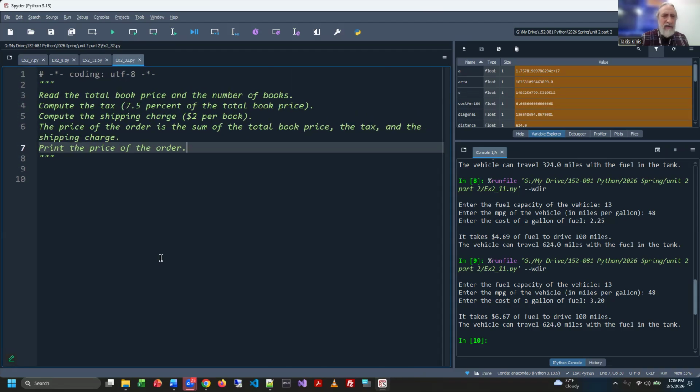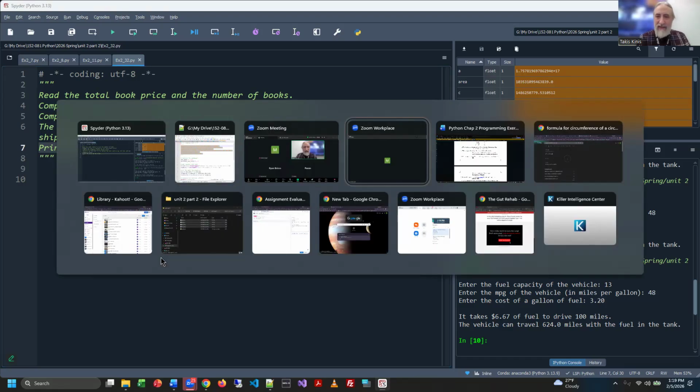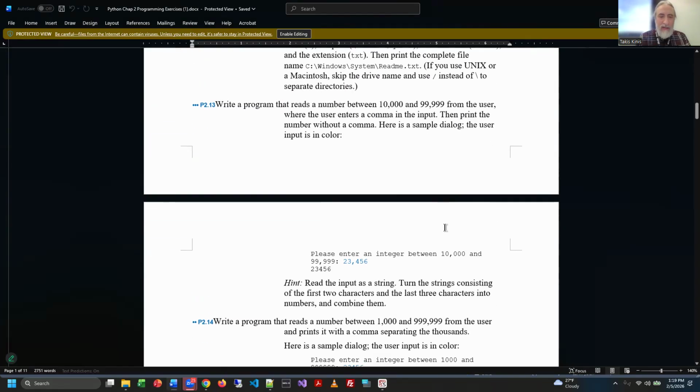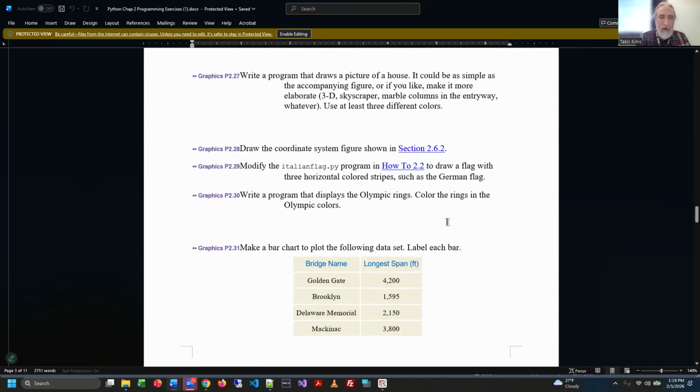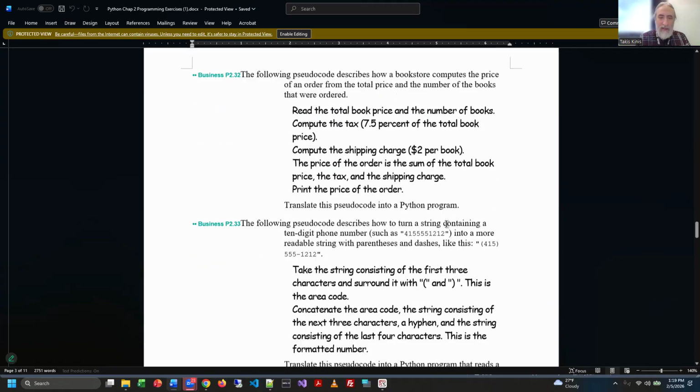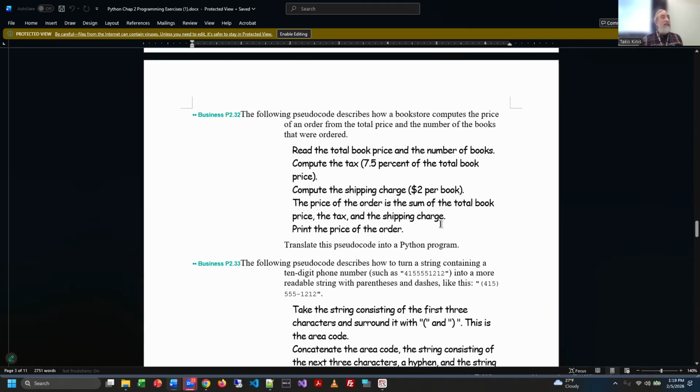So here's the instructions. It says, read the total book price and the number of books. And I guess this is really kind of out of context, isn't it? Let me find it in the document here because I think there's more explanation. And of course, you're always welcome, by the way, to do all the exercises on that document if you wish. That was cruel. I didn't make you do all of them, but I don't know what that would teach you.